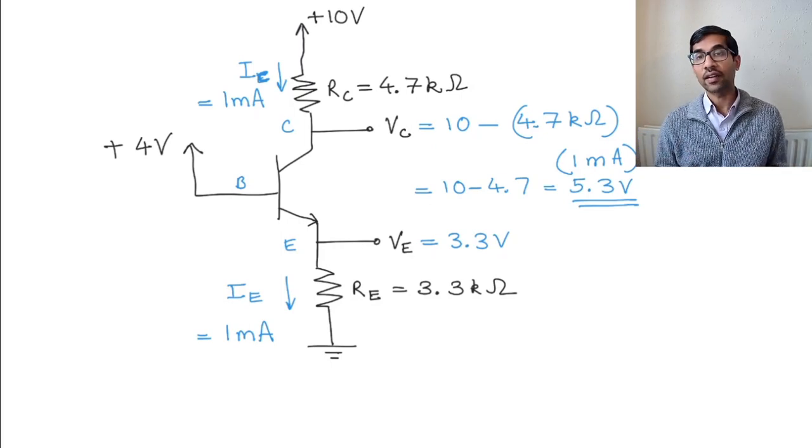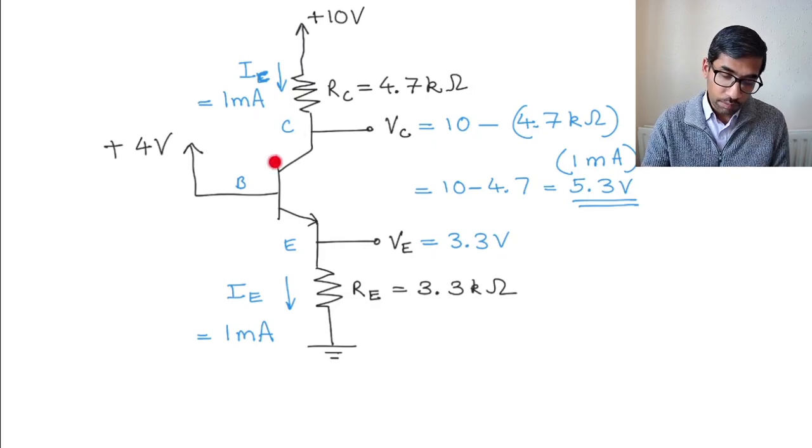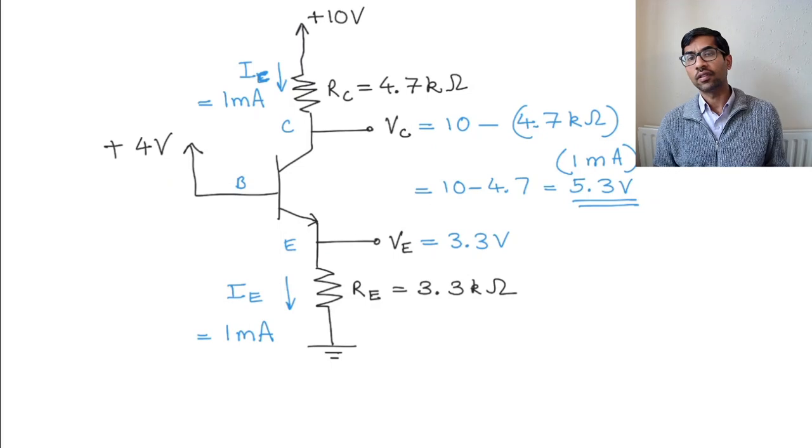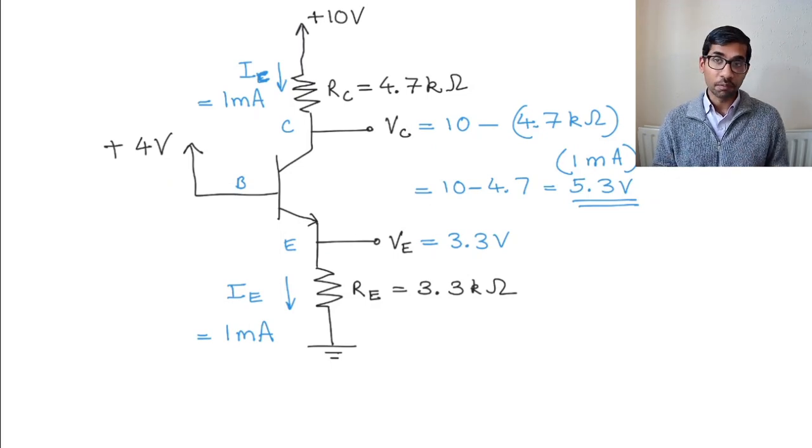Now that you've got the collector voltage, the emitter voltage and the base voltage, let's look at whether our active mode assumption was valid or not. So what is VBC going to be? Here you have 5.3 volts, here you have 4 volts. So this base collector junction is definitely reverse biased, right? Because the collector is at a higher potential than the base. So this is reverse biased, and that's good. And of course, the base emitter junction, you have 3.3 volts and 4 volts, so this is forward biased. So yes, this fits the assumption that we made that this is in the active mode, and therefore, the solution is valid.